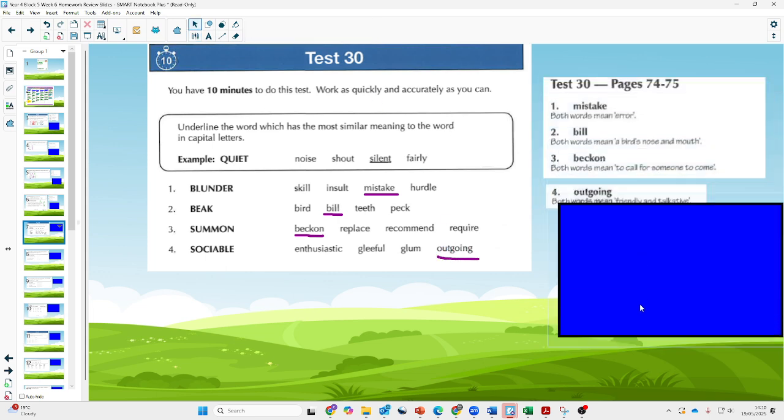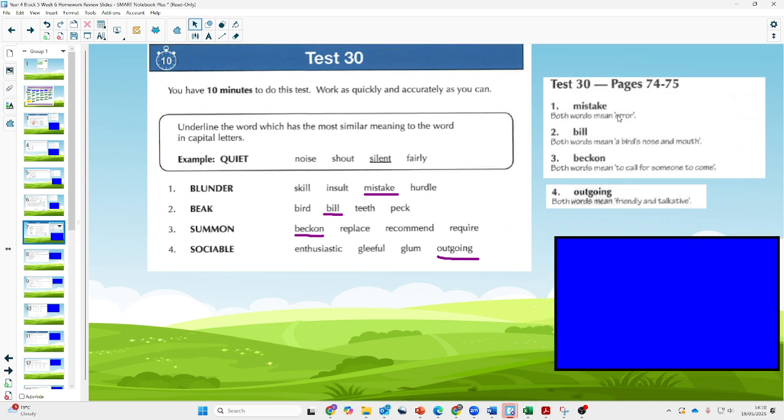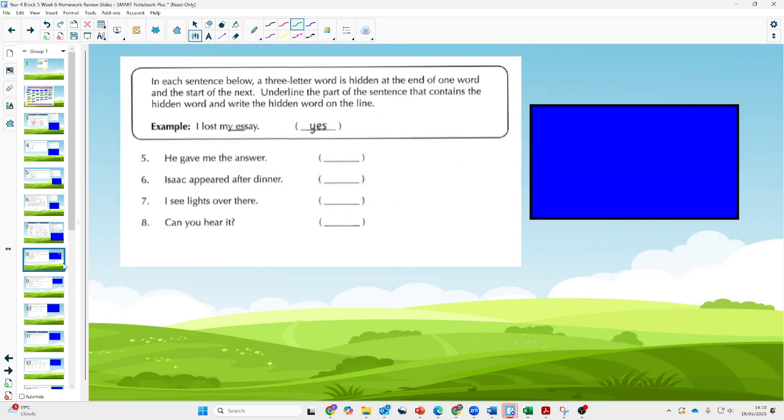Again, let's have a little check. So mistake, error. Bill, both words are the sort of nose and the mouth of a bird. Beckon, to call someone to do something. And outgoing is friendly and talkative. So any of those words you didn't know or you got wrong, do please put those into your word and meaning book. Make sure you put them in alphabetical order as well. And you can just write the simple definition that they've got in the answer scheme if you like.